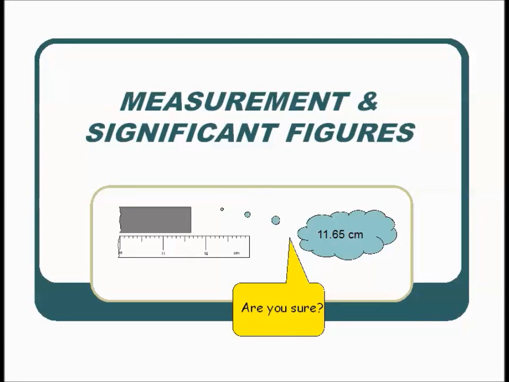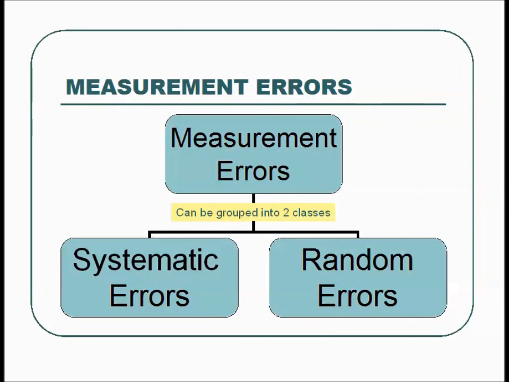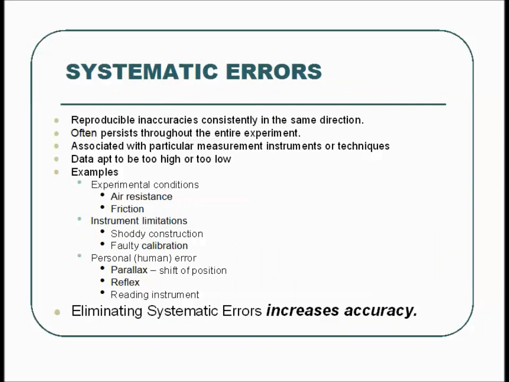Measurement and significant figures. We're going to look at where significance comes from and how we can deal with it. First thing we need to look at are measurement errors, systematic and random. Those are the two types that we'll be looking at.